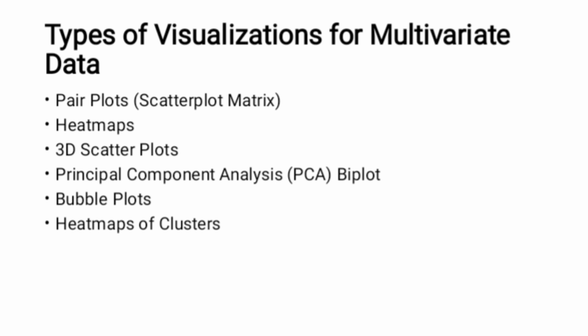For data sets with three variables, a 3D scatter plot can be used to visualize the relationship between three variables in a three-dimensional space.